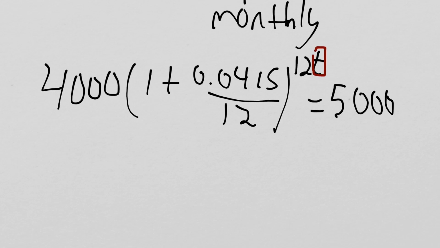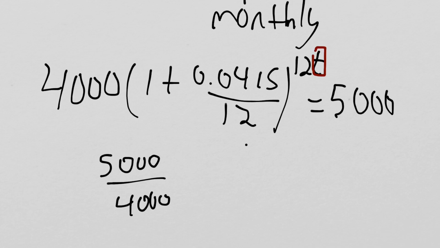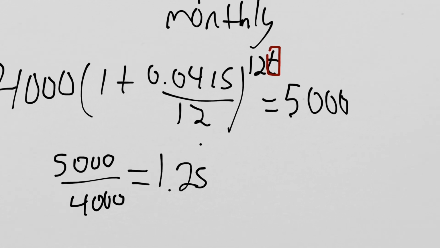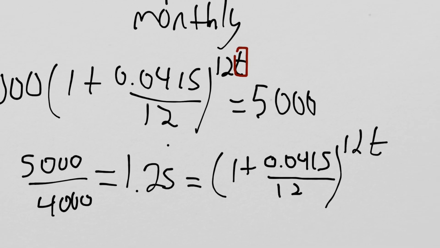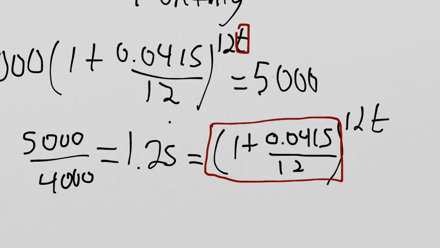So the first thing I need to do is divide the 4,000 over to the other side. Okay, so on this other side I have 5,000 divided by 4,000, which is actually equal to 1.25. Okay, and that's equal to our base of 1 plus 0.0415 divided by 12, and then raised to the 12t. So I still need to isolate t, and now I have my exponential base by itself. Okay, so if I have an exponential base by itself, and I'm trying to solve for its exponent, now I can use my log.